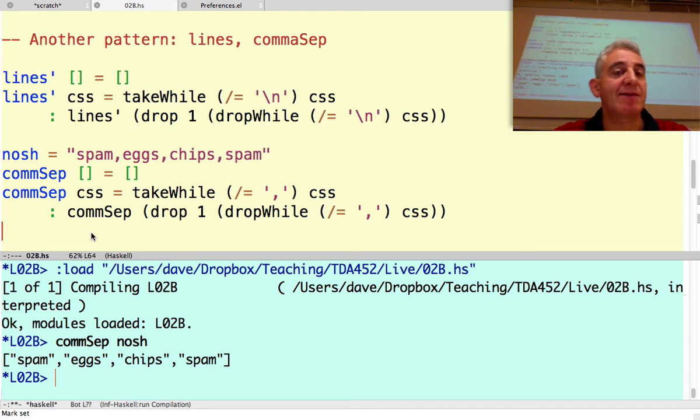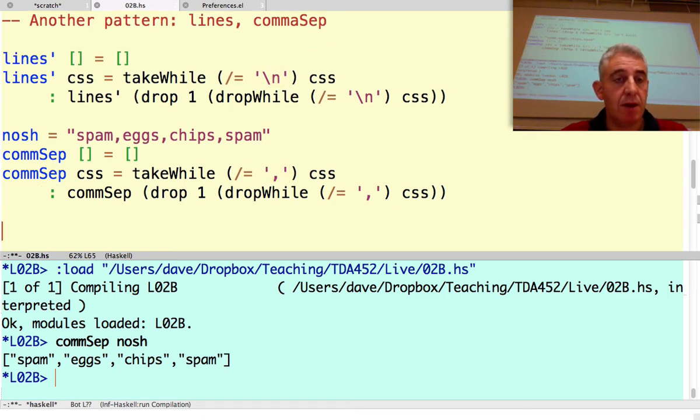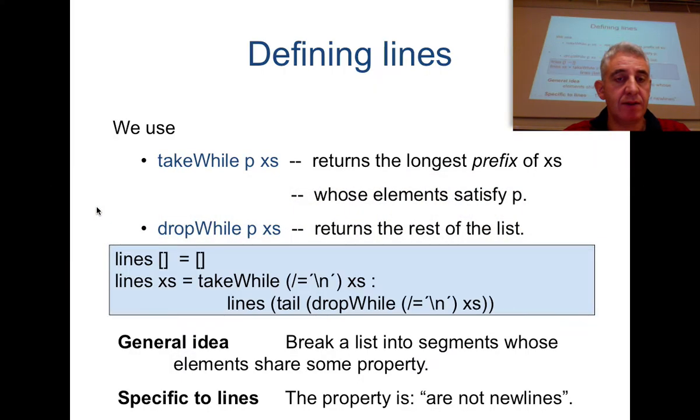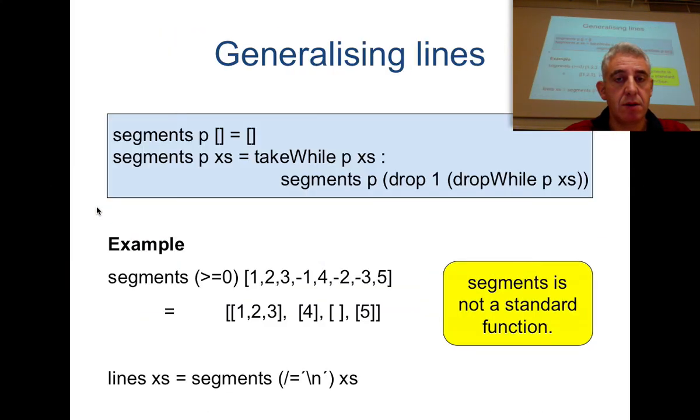Okay, so what is the general pattern here? Well, the generalization we make is to generalize over the test that we're performing, and let me do it on the slide, is to compute the segments of the list. So this would be a way of generalizing it, and it turns out that this is quite useful but not a standard function.